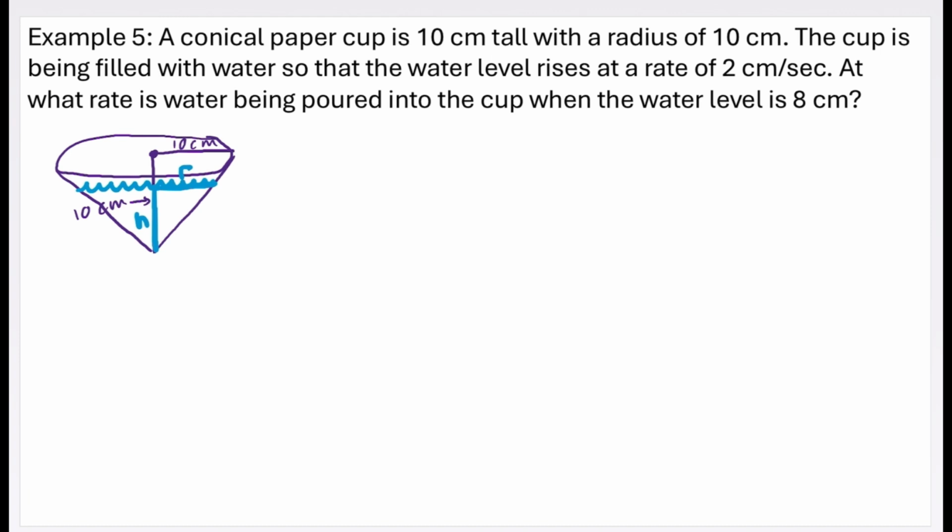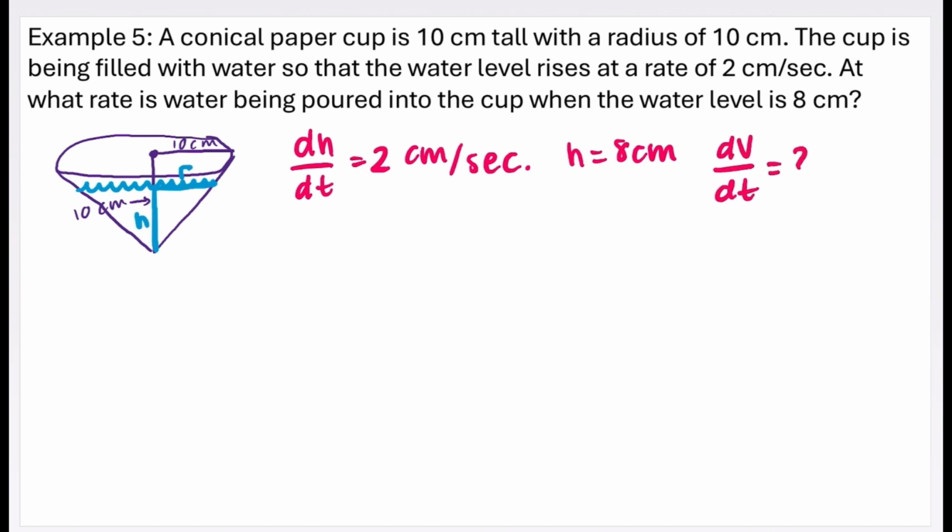Then it says the water level rises at a rate of 2 centimeters per second. So that's the water level, which would be the height of the water. So dH over dt equals 2 centimeters per second. At what rate is water being poured into the cup when the water level is 8 centimeters? So when the height is 8 centimeters, what's the rate at which the water is being poured in? The rate at which the water is being poured in is changing the volume of that cone created by the water. So that's going to be dV over dt. That's what we're looking for.